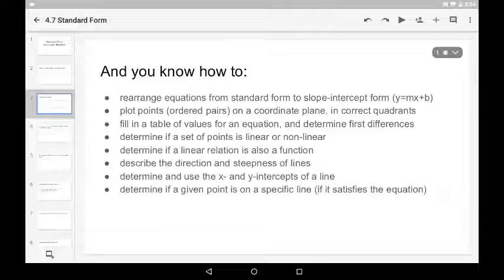Determine and use the x and y intercepts of a line, so you can figure out what the x and y intercepts are when you're given an equation, and then you can use that to graph. And you can also determine if a given point is on a specific line. So if it satisfies the equation and left side is equal to the right side, then that means it is on that line.